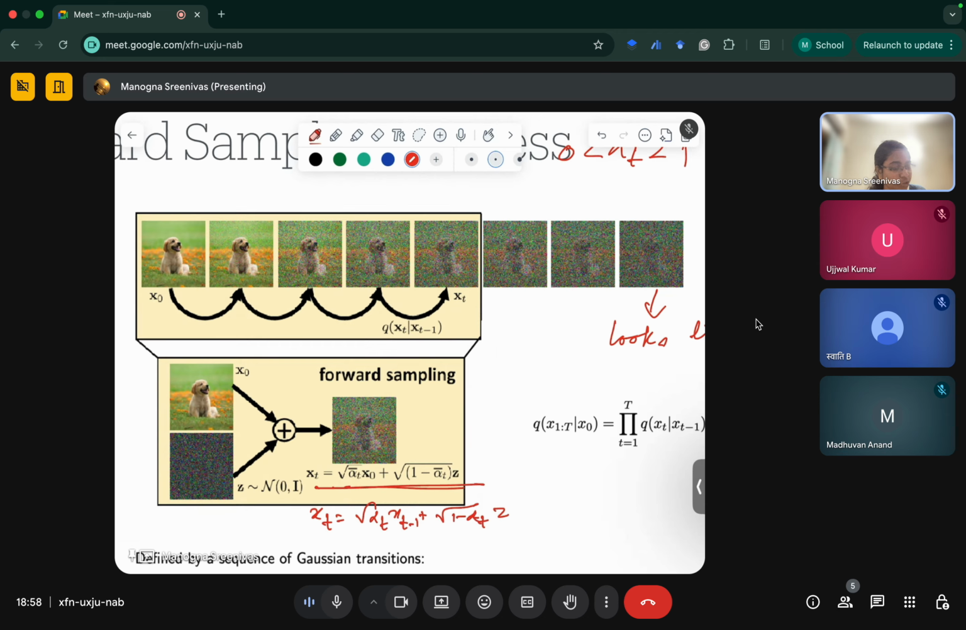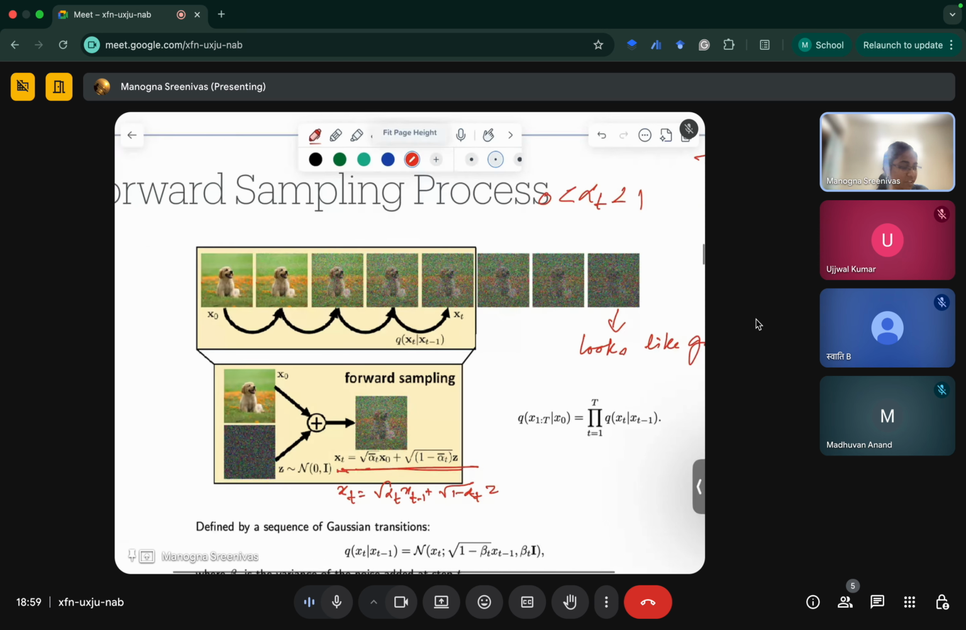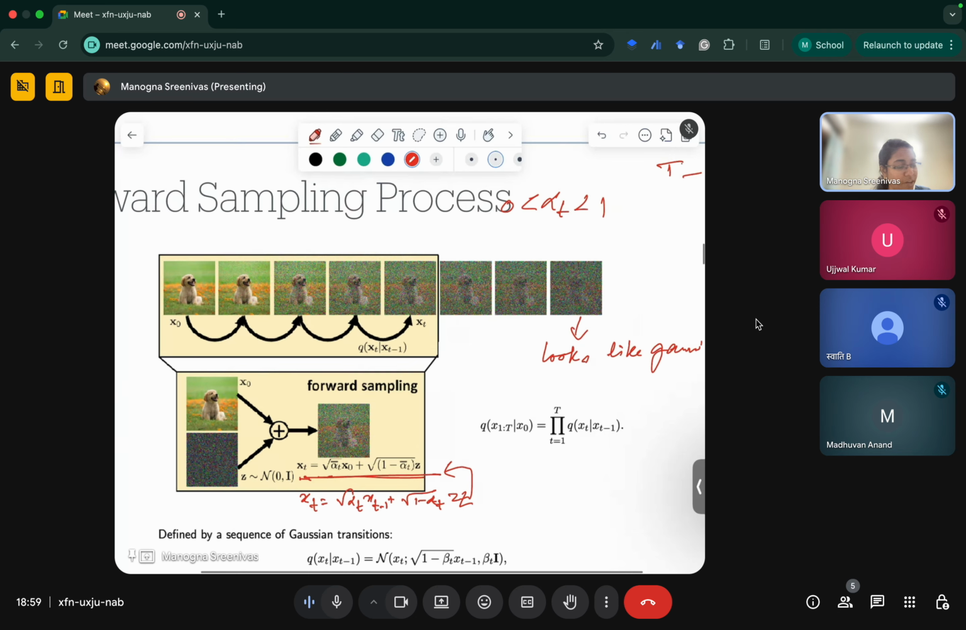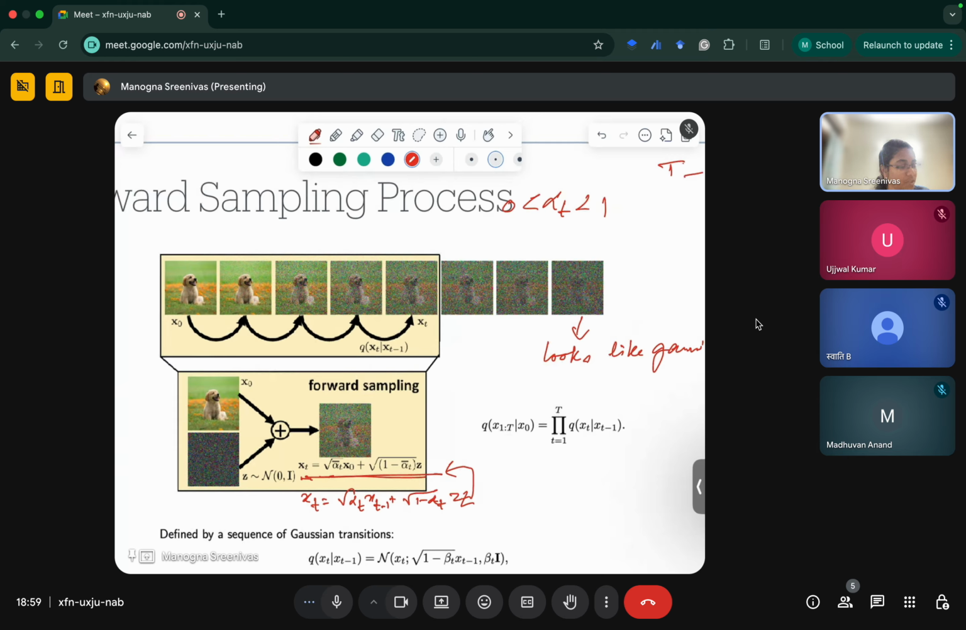So once you choose the time step, using this formula you can get xt, the noisy version. From this step I can directly get xt by this formula. Both are equivalent, there's nothing different in both. So I'm adding noise till some big T, capital T, and this is the joint distribution of random variables.